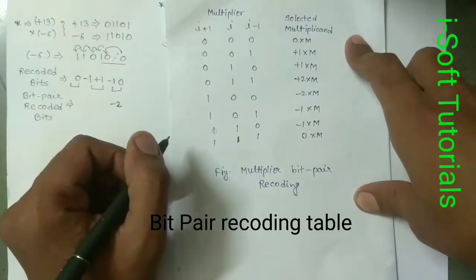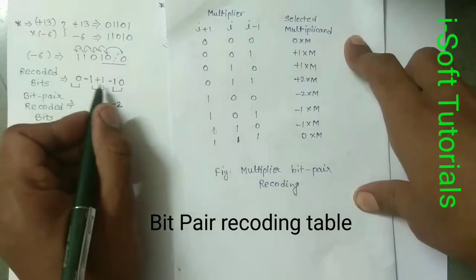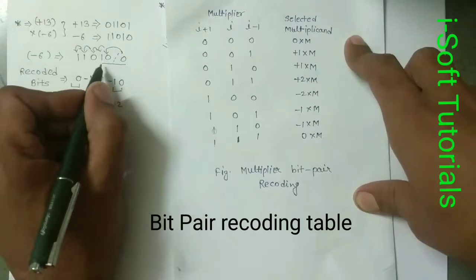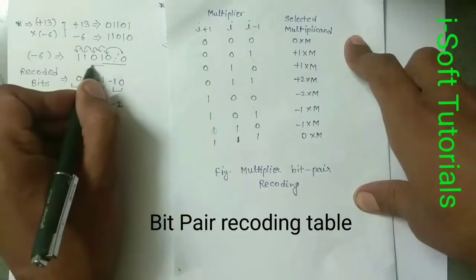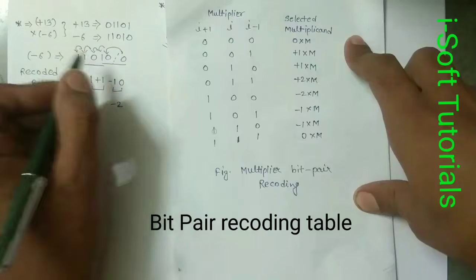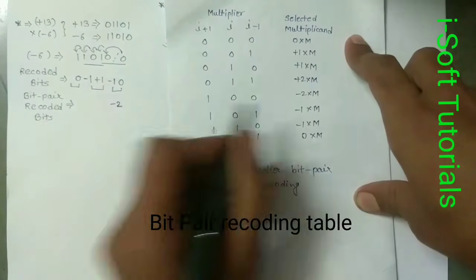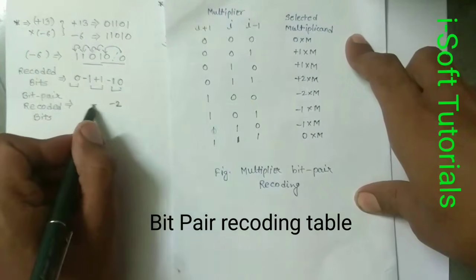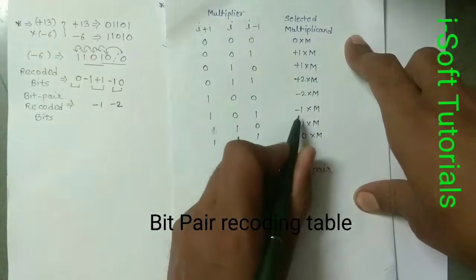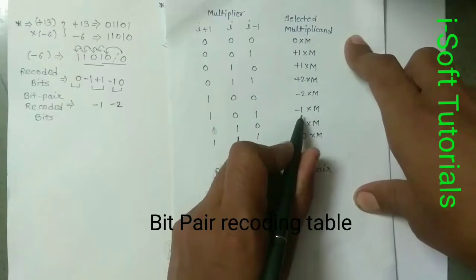This is minus 2. Then for this minus 1 and plus 1, you can see here we will get this from these 3 bits 1, 0, 1. So we will scan for 1, 0, 1 here and we will get minus 1. 1, 0, 1, for this we will get minus 1.